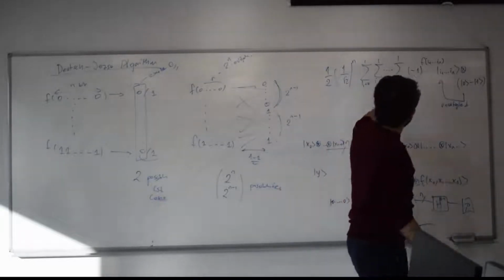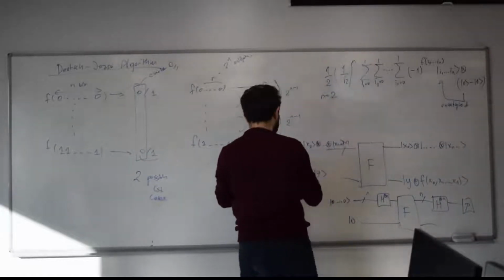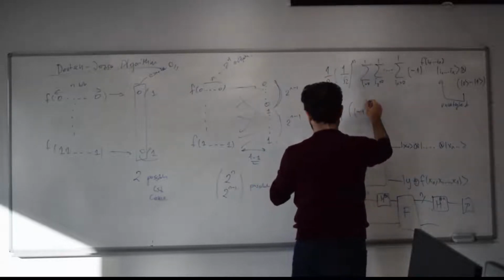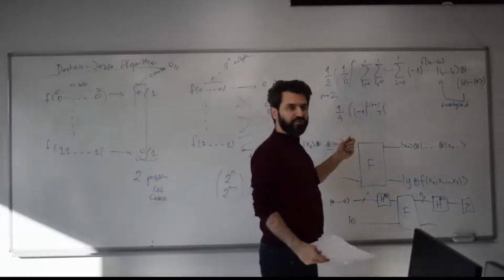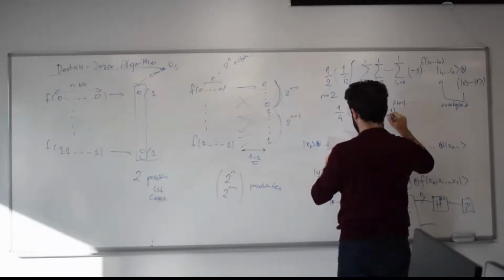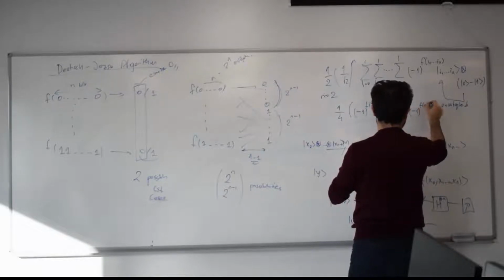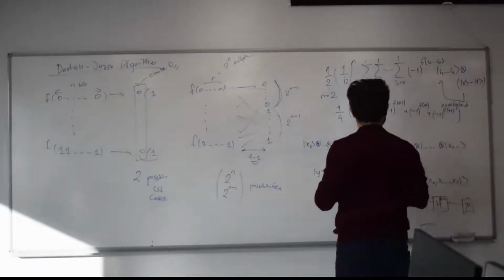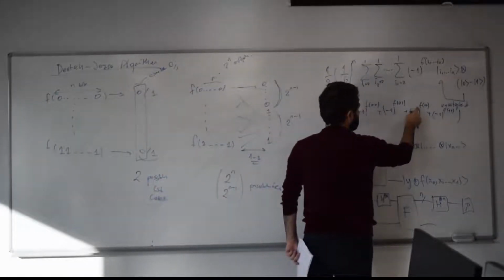When you pass this through a Hadamard gate, then for example for n equals 2, you will realize that what you get is 1 over 4 times minus 1 to the power f(0,0), plus minus 1 to the power f(0,1), plus minus 1 to the power f(1,0), plus minus 1 to the power f(1,1). I'm giving you an example for n equals 2 just to simplify the representation.